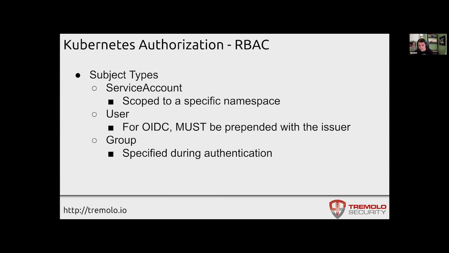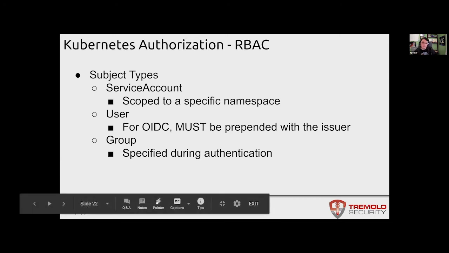And we started to talk about the subject type. So service account, it's scoped to a specific namespace. User, like I said, for OIDC, you have to prepend with the issuer. Group is really where you want to be, unless you're doing service accounts, because you can't add service accounts to groups. There are some specific groups for service accounts, but those get generated automatically. You can't have arbitrary groups and service account memberships because there are no groups in Kubernetes. There's no group object. So really the best practice is down here, using groups inside of your binding.